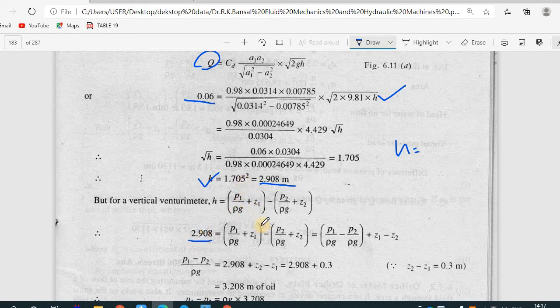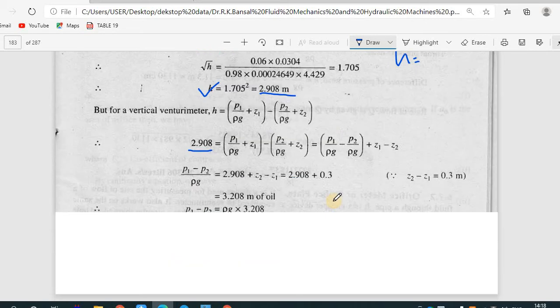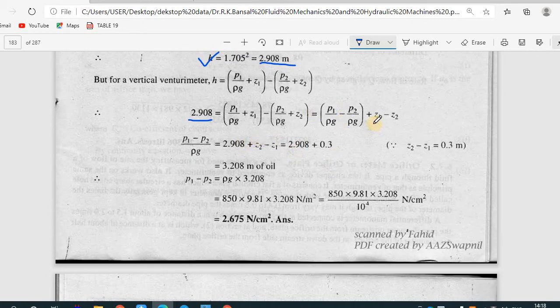Okay, P1 by rho g plus Z1, we will take P1 pressure heads on one side. So P1 by rho g minus P2 by rho g. This we are considering on the one side, and Z1 minus Z2 on the next end. Okay, after this we have got the value of Z1 minus Z2, because we know that Z2 minus Z1 is 0.3. So Z1 minus Z2 will be minus 0.3.